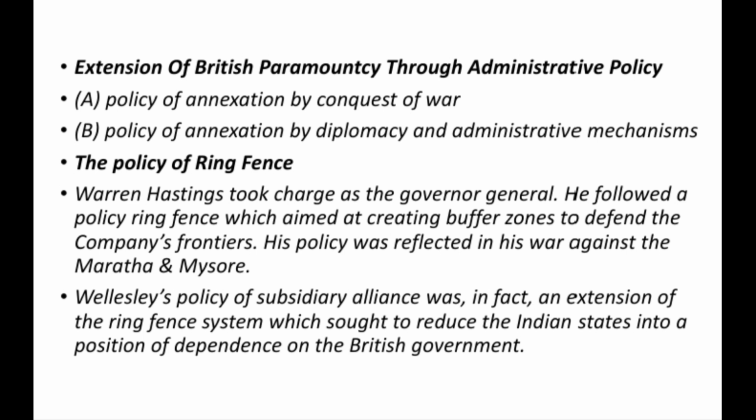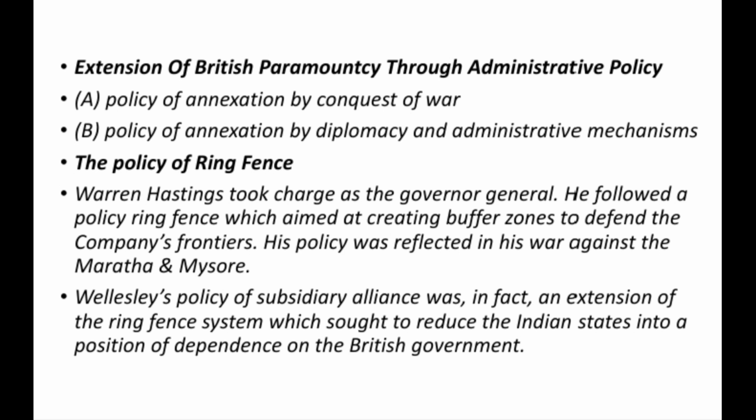We have already discussed how the company defeated and subjugated major powers like Bengal, Mysore, Marathas and the Sikhs, mainly by waging wars against them. But in the case of many other powers, the British applied diplomatic and administrative policies. We may cite the examples of Warren Hastings' ring fence policy, Wellesley's system of subsidiary alliance, and Dalhousie's doctrine of lapse. So, let us see how British dominion expanded in India.